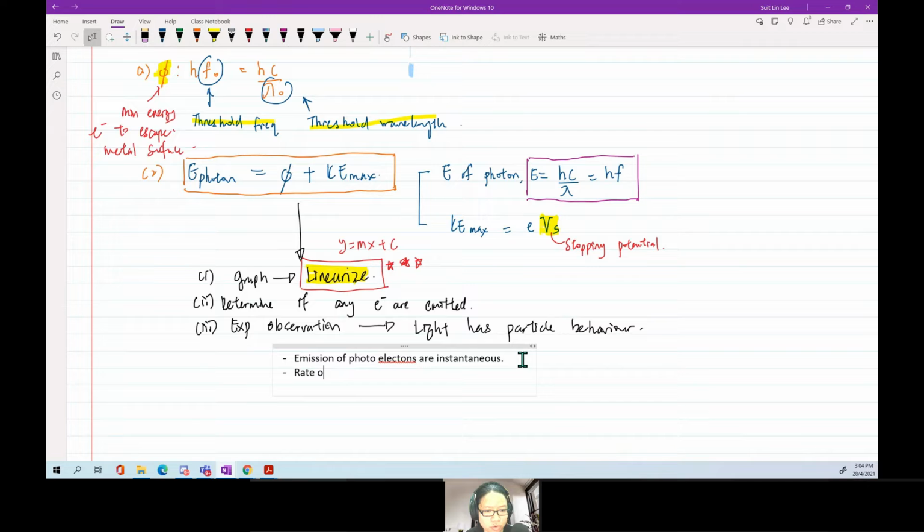And then what else? The rate of emission of photoelectrons depends on intensity of EM radiation. Okay? The maximum kinetic energy of the emitted photoelectrons, the electron.